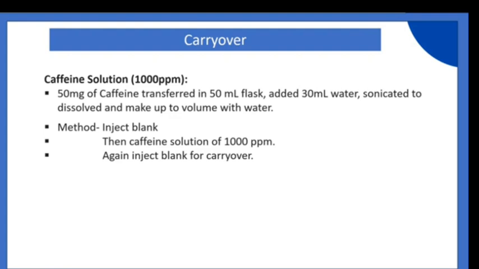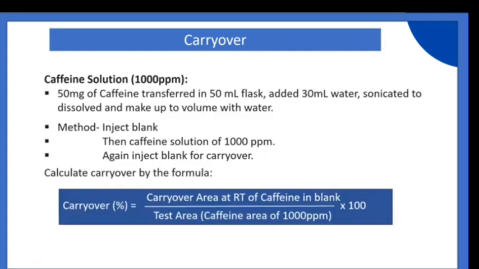Ideally, there should not be any traces of caffeine. If it is there, then we calculate carryover by the formula: carryover percentage is equal to carryover area at RT of caffeine in blank divided by test area, that is caffeine area of 1000 ppm, into 100. But it should be within the limit, that is, acceptance criteria is not more than 0.01 percent.